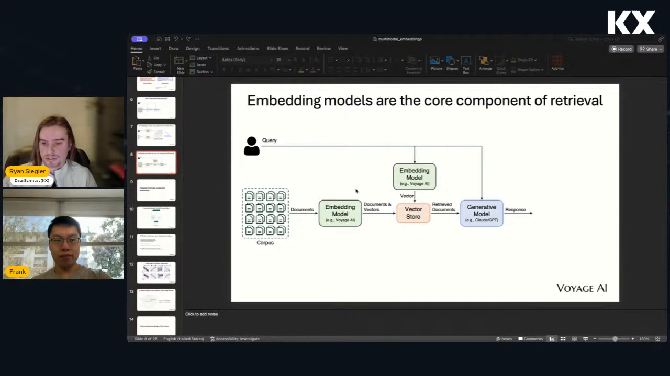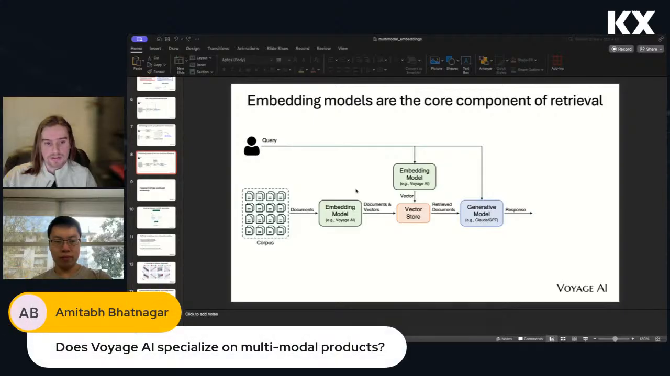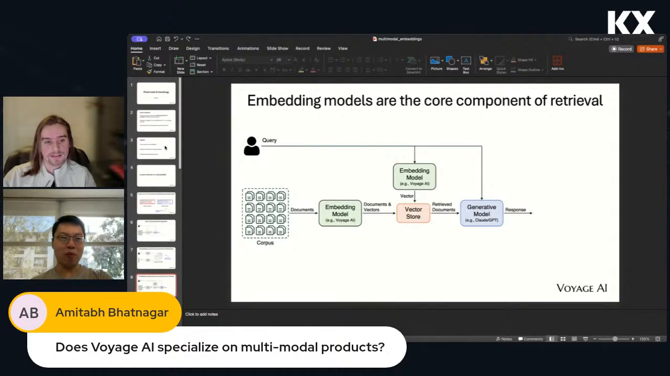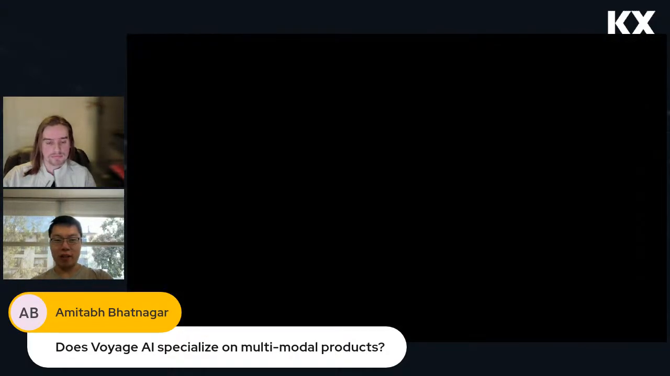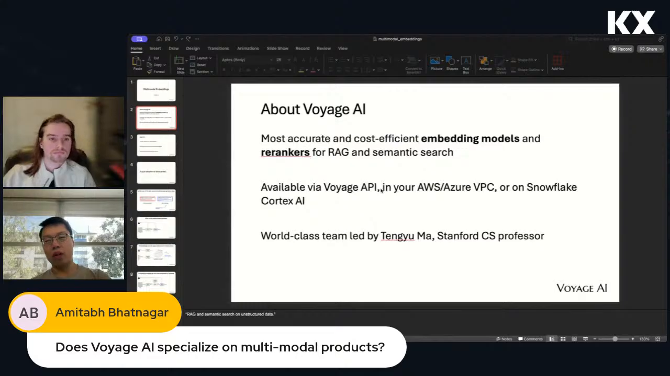Okay. And then there was just one more here. Does Voyage AI specialize on multimodal products? Yeah, I should have made that, great point. I should have made that a little bit clearer more at the beginning. But what we specialize in, we actually specialize more in text embedding models as well as text re-rankers. We have a lot more of those. We have domain-specific embedding models as well. So if you have finance data, or if you have law data, we specialize in those too.